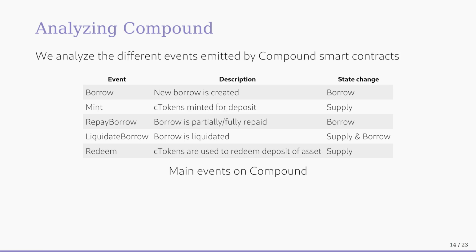So with all this in mind, we decided to analyze Compound, which is one of the largest PLFs around. We analyzed their smart contracts, in particular different events emitted by their smart contracts. So we looked at their borrows, their repays, how they mint, redeem, and also at the liquidations, and we'll discuss all of the results in the next section.